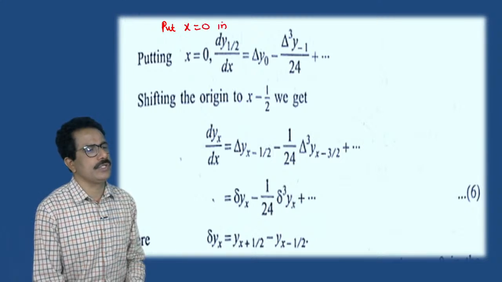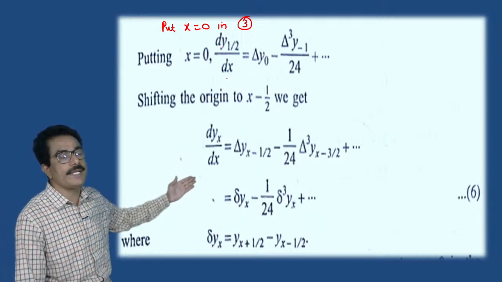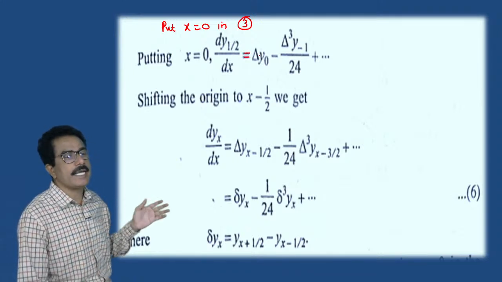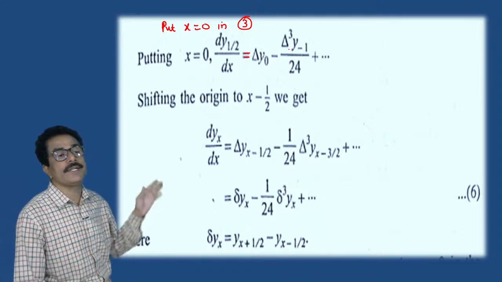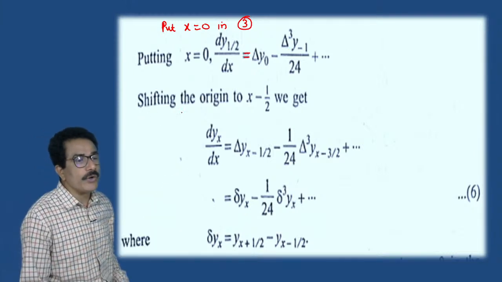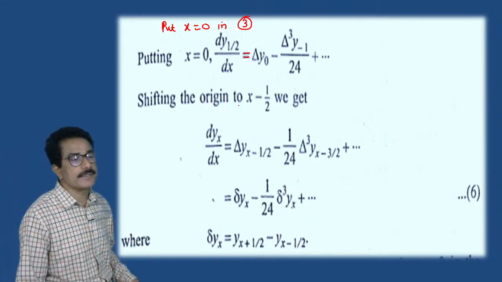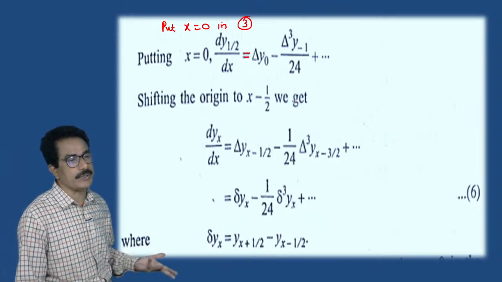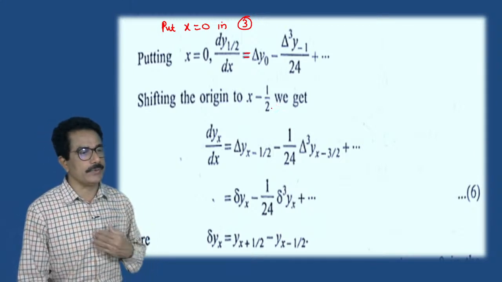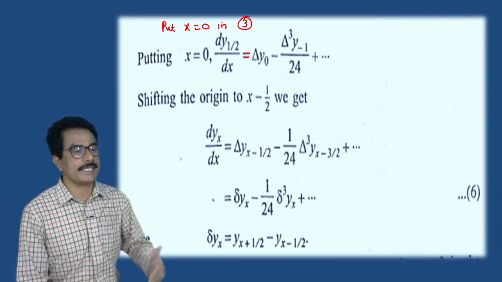x is equals to 0 in 3, then we will get dy 1 by 2 of dx, dy 1 by 2 with respect to x is equals to delta y 0 minus 1 by 24 delta cube y minus 1 plus dot dot dot whatever may be. Shifting origin 0, आता origin आपल्याला शिफ्ट करायचे x minus 1 by 2. ओरिजिन कुठे शिफ्ट करणार x minus 1 by 2. ओरिजिन म्हणजे 0 च्या जागी 1 by 2 ठेवा, म्हणजे सबट्रॅक्ट करा 1 by 2.